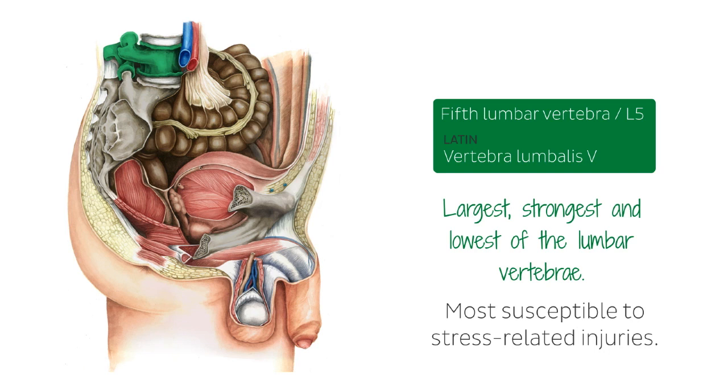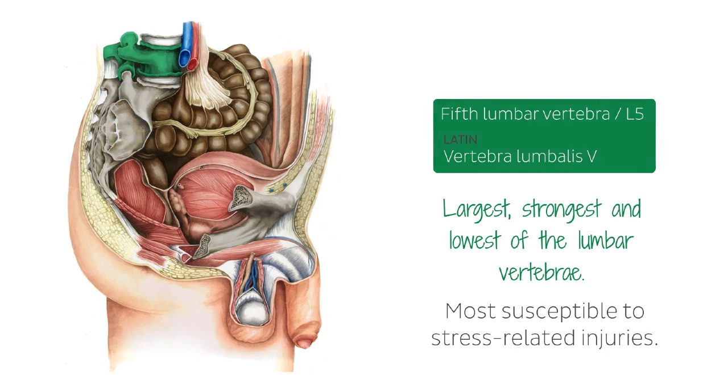to stress-related injuries. As I mentioned, L5 is located in the lumbar spine on the lower back, inferior to this structure that you just see a little bit here. This is L4 then, and superior to this bone here, which is known as the sacrum.